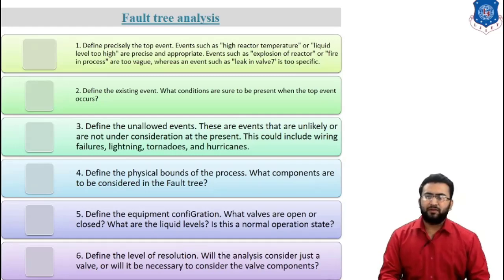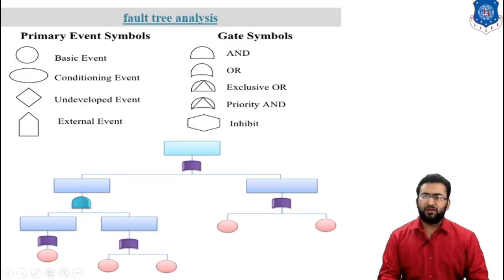Now let's talk about the various components which are used in fault tree analysis. There are various components such as basic event, condition event, undeveloped event, external event, AND gate, OR gate, exclusive OR, priority AND, and inhibit. So these are all the symbols which are used in fault tree analysis, and this is one example of a fault tree analysis.